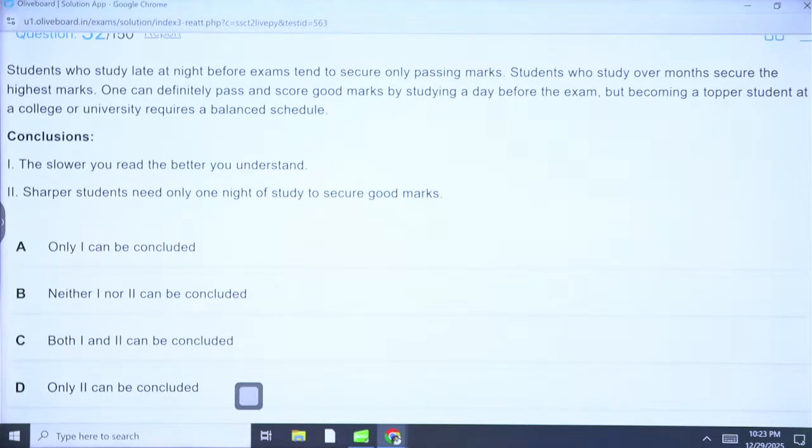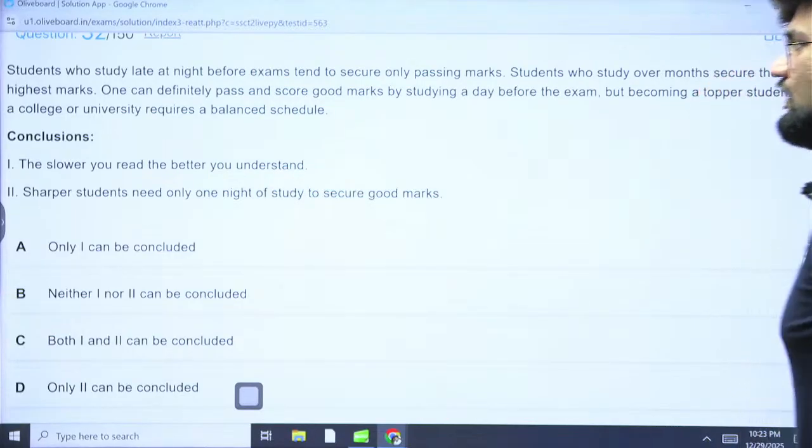Students who study late at night before exams tend to secure only passing marks. Students who study over months secure the highest marks. One can definitely pass and score good marks by studying a day before the exam, but becoming a topper student at a college or university requires a balanced schedule. The slower you read, the better you understand.